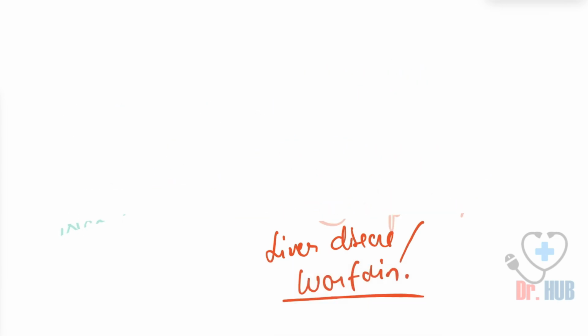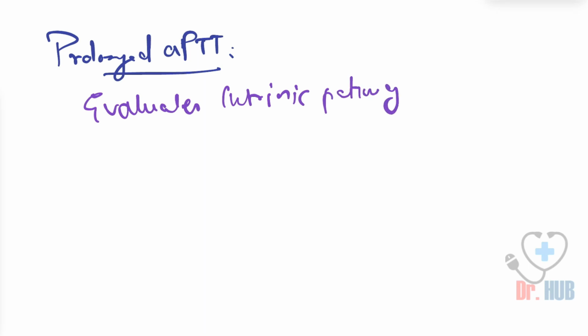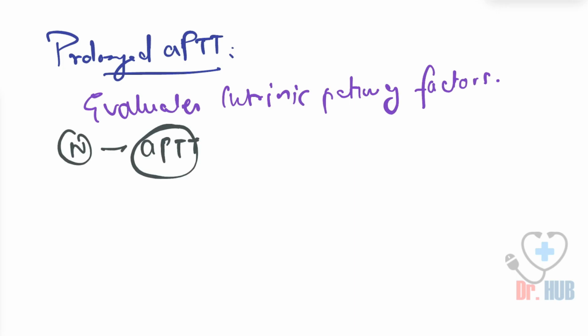Next we move on to the prolonged APTT. So what is the prolonged APTT? It evaluates the intrinsic pathway factors. And what about the normal APTT? We need to know what the normal APTT is. The normal APTT is about 26 to 34 seconds.